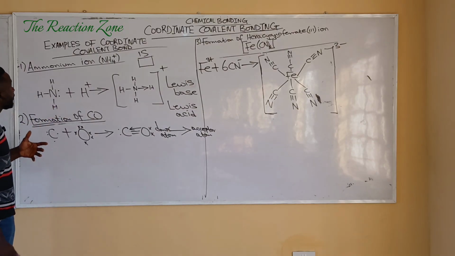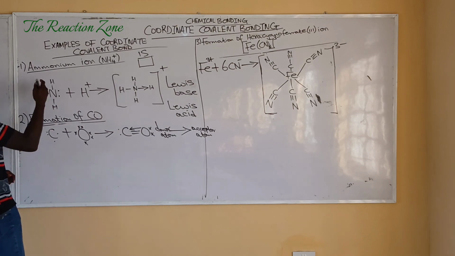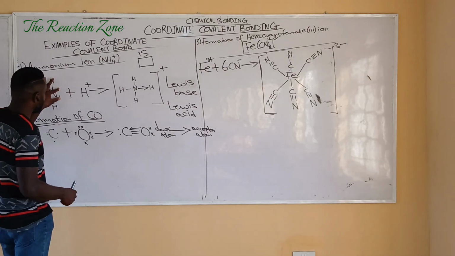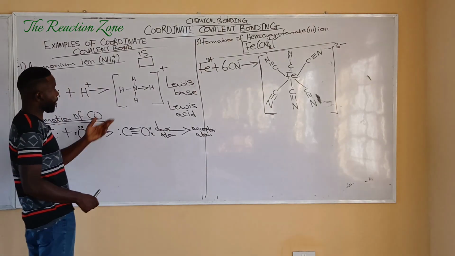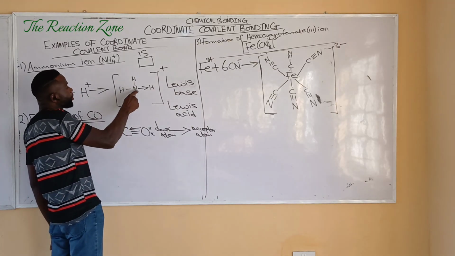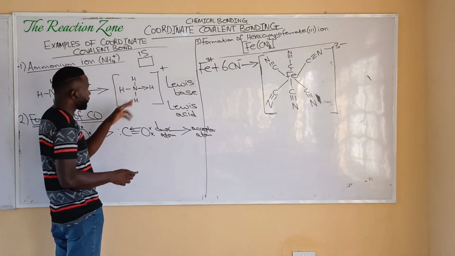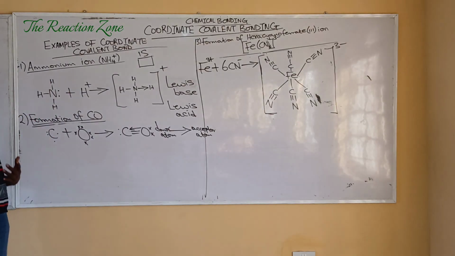So what happens in the formation of NH4+ is that ammonia donates its lone pair of electrons for sharing with hydrogen ion, leading to the formation of ammonium ion. And this arrow here indicates that the nitrogen of ammonia is donating the electron pair for sharing with hydrogen ion. The second example is the formation of carbon monoxide.